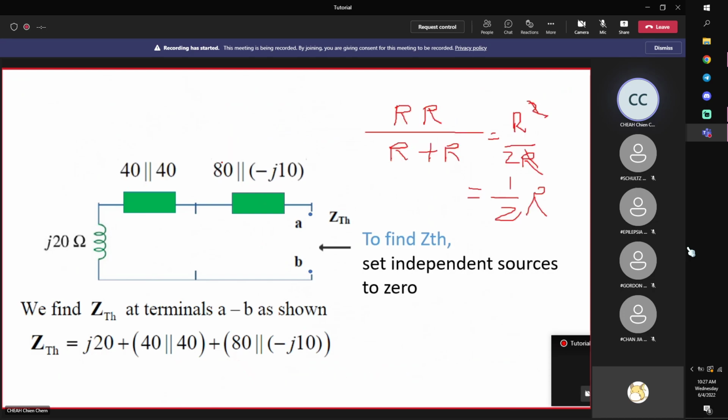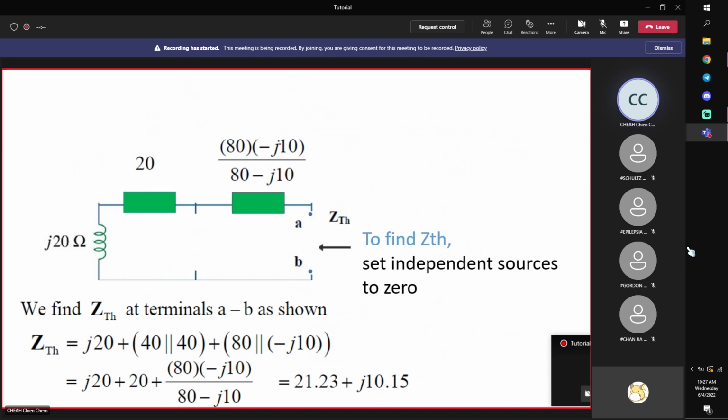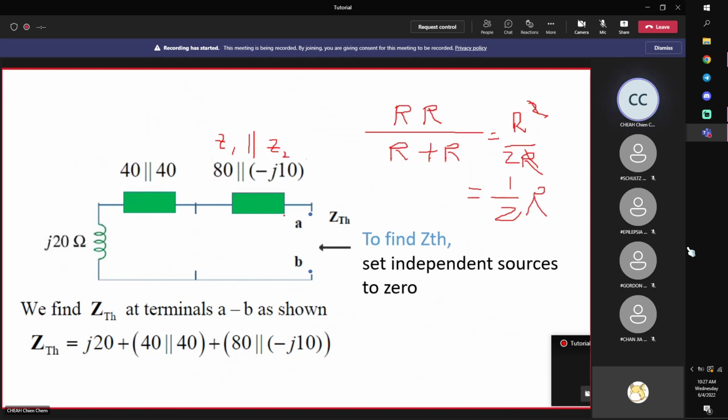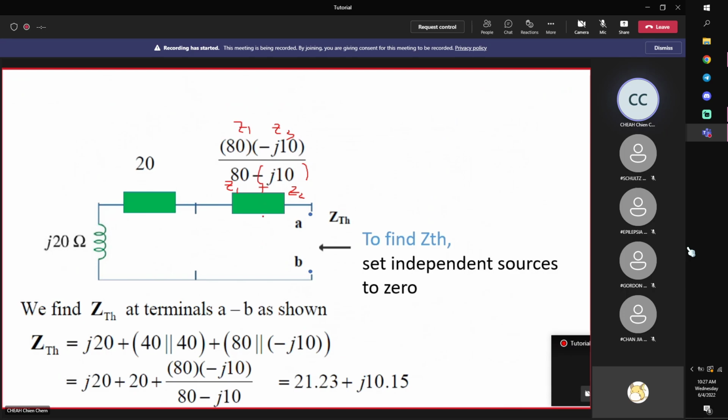As for the other one, Z1 parallel Z2 is equal to Z1 times Z2 divided by Z1 plus Z2, where Z2 is negative j10. Now you can see that you have three series components after you reduce from parallel to one equivalent form, and after that they are in series. I can add them up.